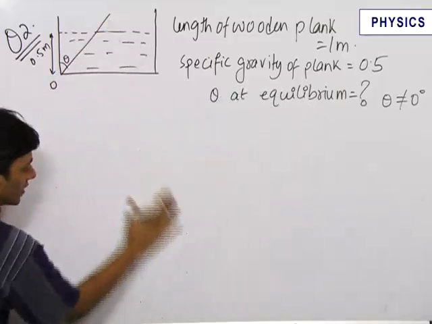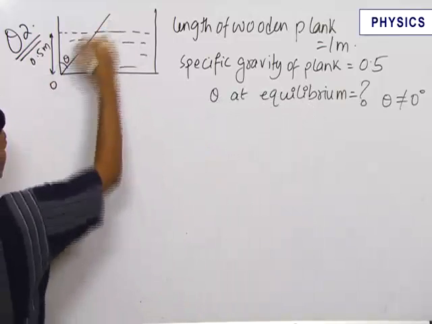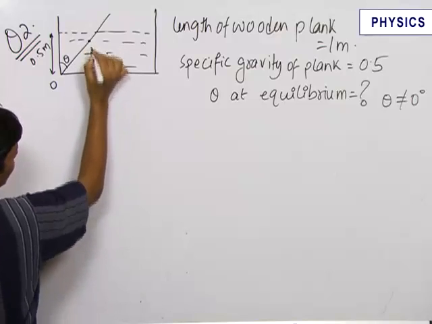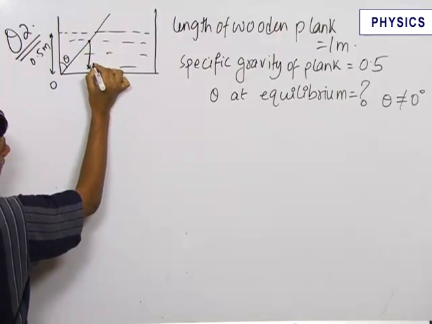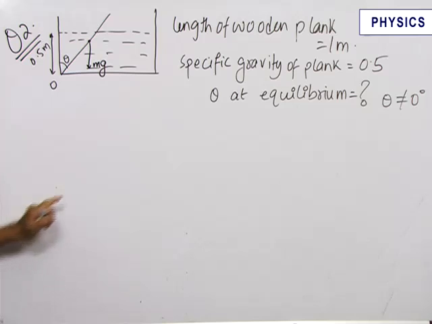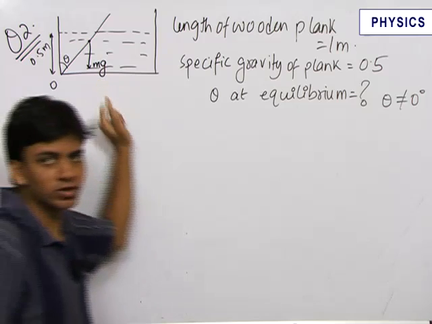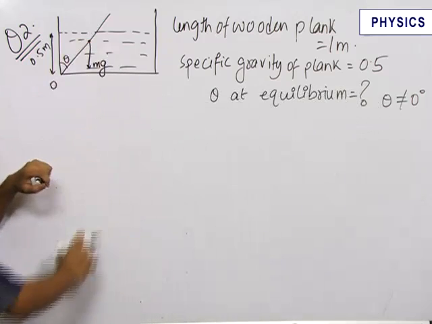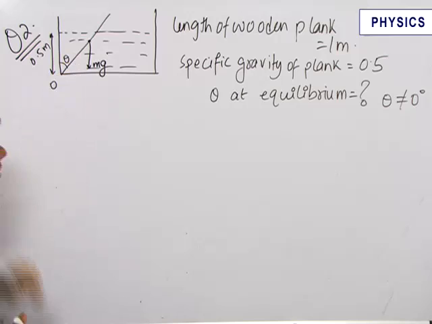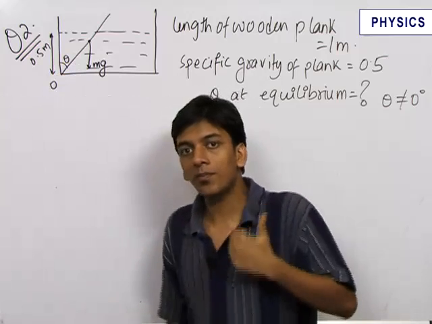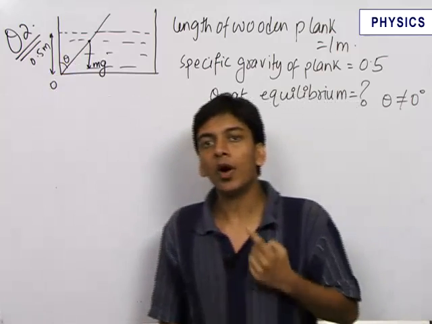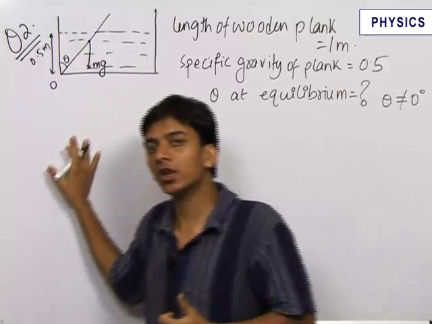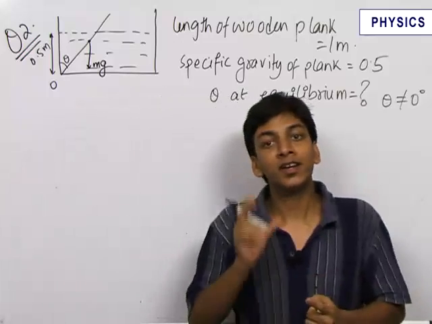So let us first draw the forces acting on this plank. This plank is of length 1 meter. So there will be a force of gravity acting on its center of mass in the vertical direction, that is equal to mg. The point of application of the gravitational force is the center of mass of the object. Now there will be another force acting on this object, that is the buoyant force, because it is submerged in a liquid. An important point you should always remember is that the point of application of the buoyant force is not the center of mass of the object. The point of application of the buoyant force is the center of mass of the displaced volume.